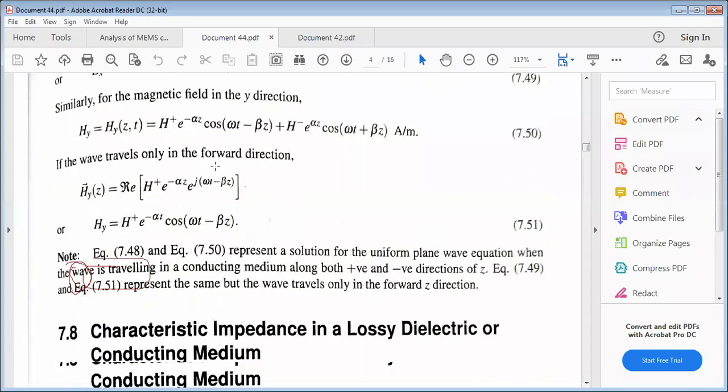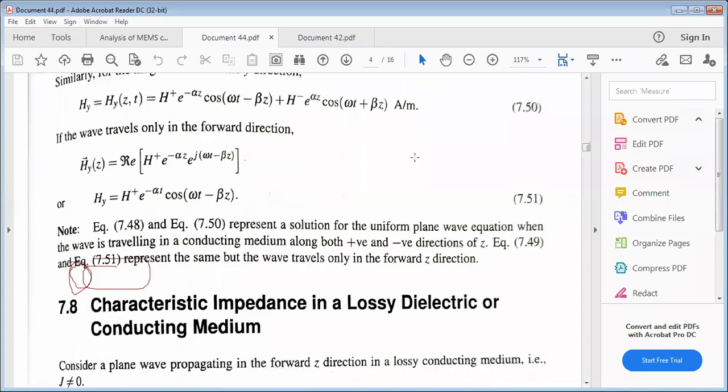If the wave travels in only forward direction, the magnetic component is h into e power minus alpha z into e power j omega t minus beta z. Or in only one direction means either one, either forward direction or reverse direction, in a single direction. You may take any one. This is the combination of both forward and reverse, and this is the propagation in y direction.